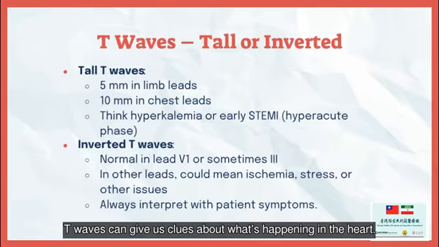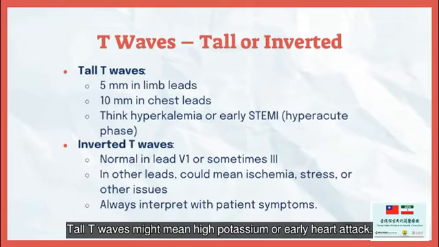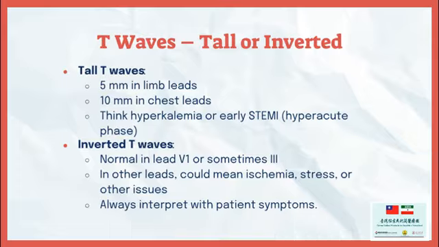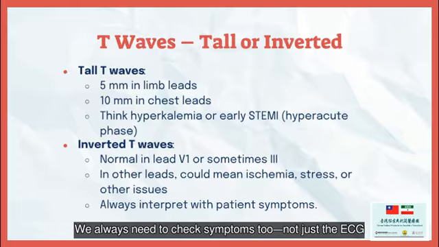T waves can give us clues about what's happening in the heart. Tall T waves might mean high potassium or early heart attack. Inverted T waves are sometimes normal in V1, but in other leads they may suggest ischemia or stress. We always need to check symptoms too, not just the ECG.